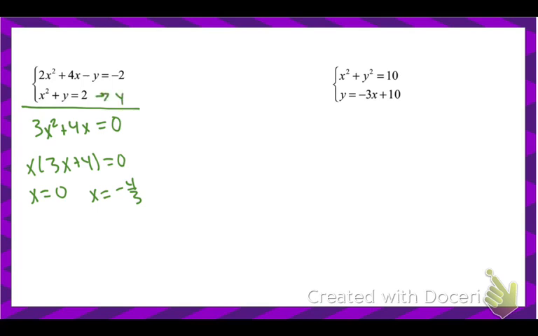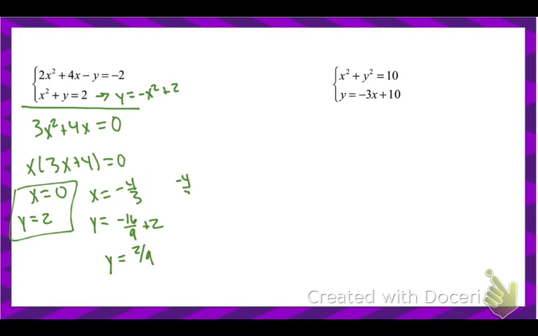So let me just rewrite this. All right, so with x equals 0, I would get y equals 2. With x equals negative 4/3, I would do negative 4/3 squared, square the top and the bottom. That's going to be a negative 16 over 9 plus 2. Get a common denominator, and that's going to end up being 2 over 9. So negative 4/3, 2/9.